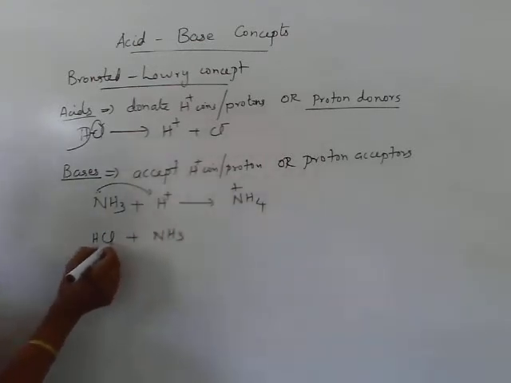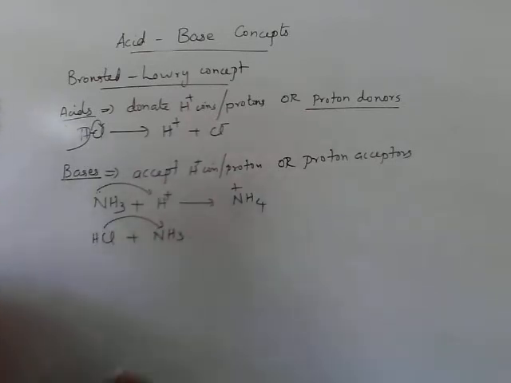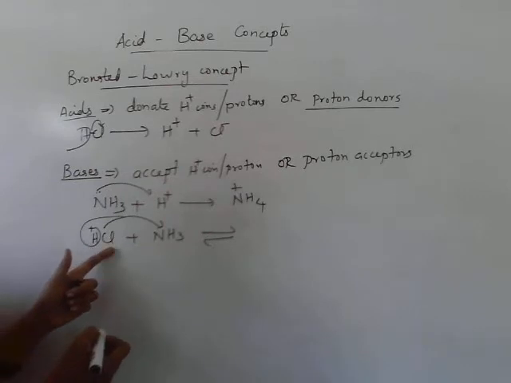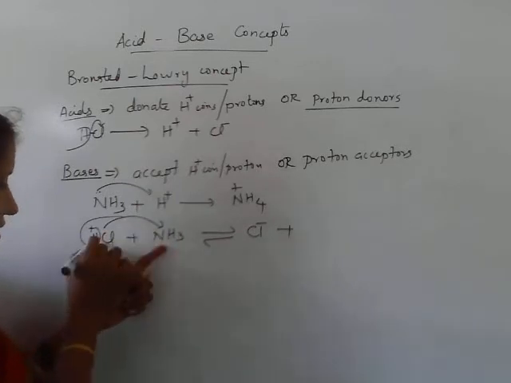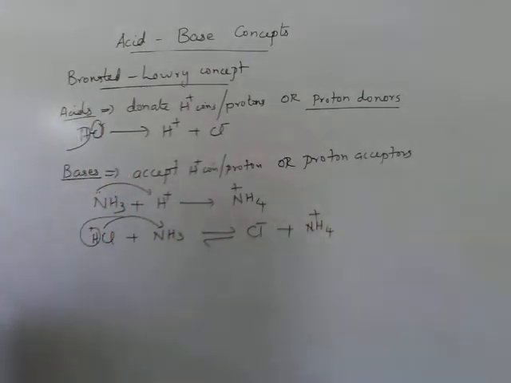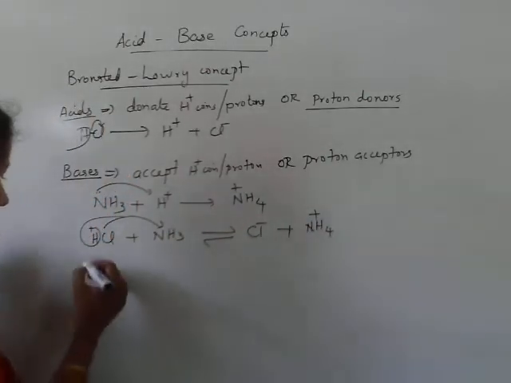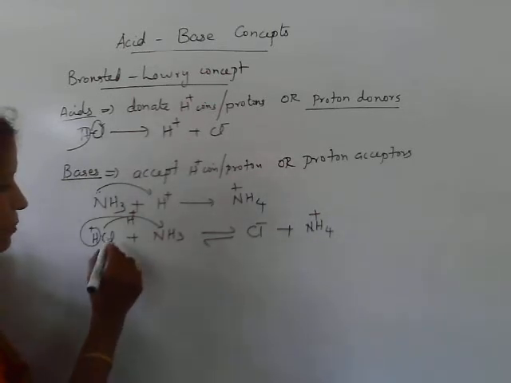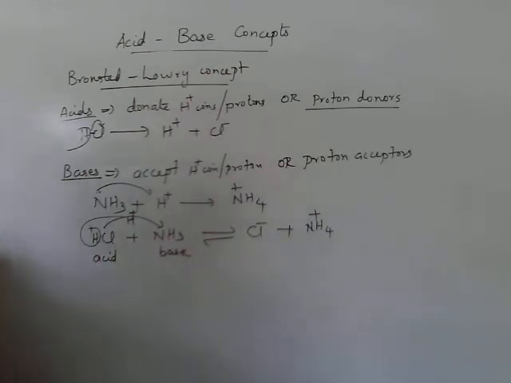Now let us consider the reaction between HCl and ammonia. Even now, HCl can donate a proton to ammonia. HCl is the proton donor, ammonia is the proton acceptor. So what do we get? There is an equilibrium. HCl, after donating a proton to ammonia, becomes Cl minus, chloride ion, plus ammonia accepted the proton. After accepting the proton, ammonia becomes ammonium ion, NH4 plus. So in this equilibrium reaction, HCl is the acid, the proton donor. H plus is donated to ammonia. Ammonia is the proton acceptor, hence it is the Bronsted base.